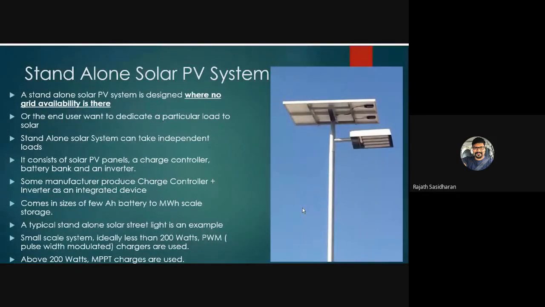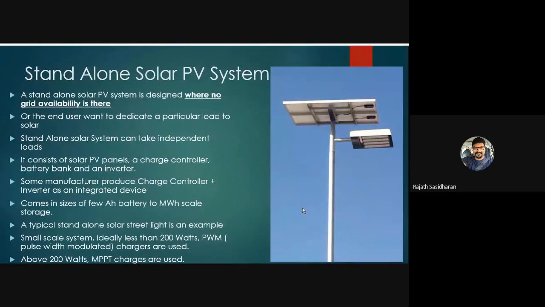There are a few things associated with a solar standalone system apart from the solar panel. First is the charge controller. You need a battery bank, and you need an inverter as well. So these are the bare minimum things that you need. We often size it along with the battery scale as well. It ranges from very small milliampere-level batteries to megawatt-hour scale storage. Huge battery banks are there. A typical standalone solar street light is another example that you can consider.